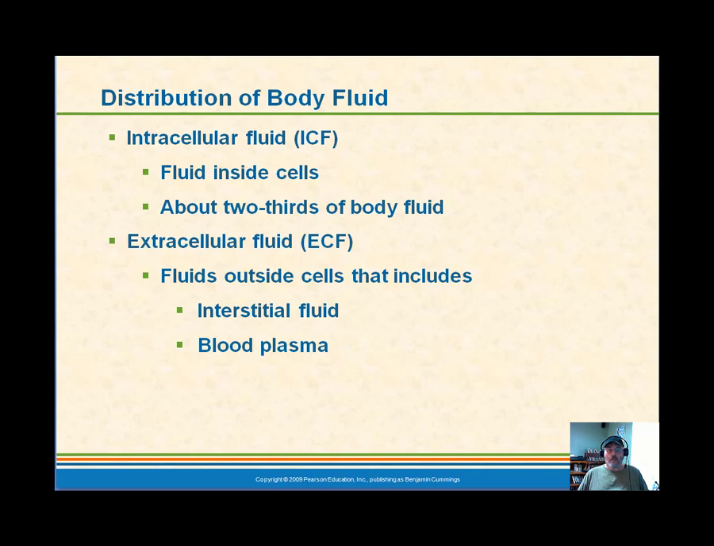We have distribution of fluid in the body in a couple of different areas. We have intracellular fluid, that's stuff that's actually inside the cells, and that's about 2/3 of the body fluid. And then we have extracellular fluid, which are outside the cells, and that includes interstitial fluid, that is the fluid that bathes the outer surface of the cells, and then blood plasma itself.